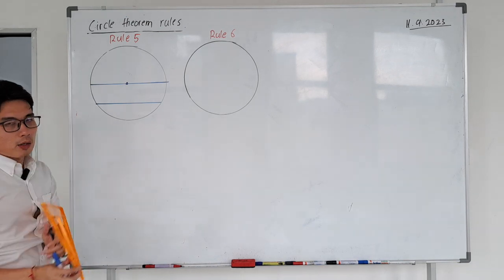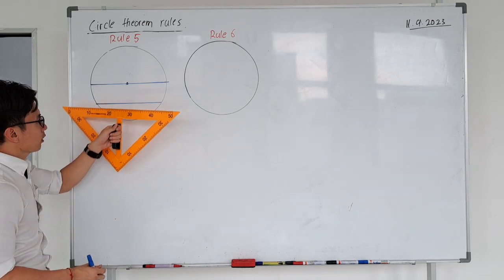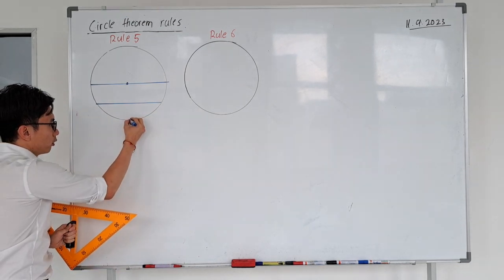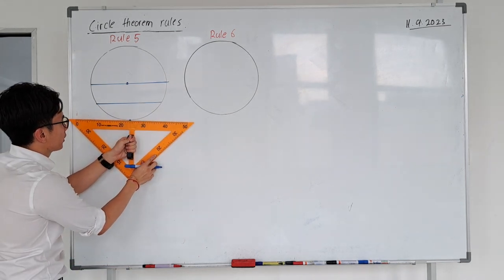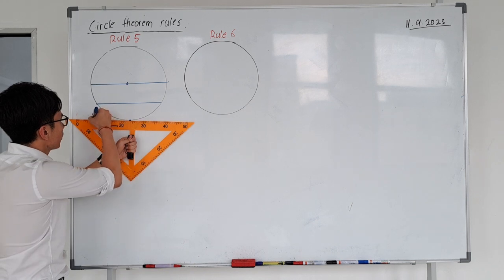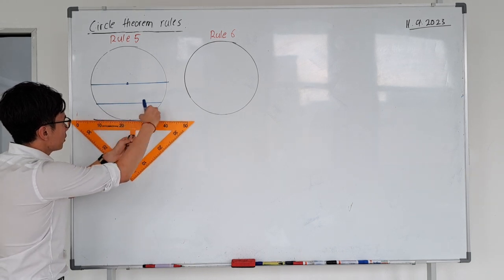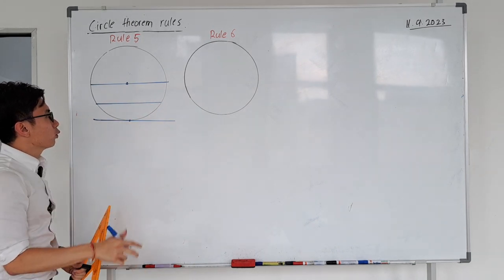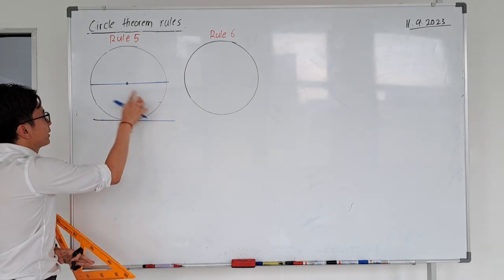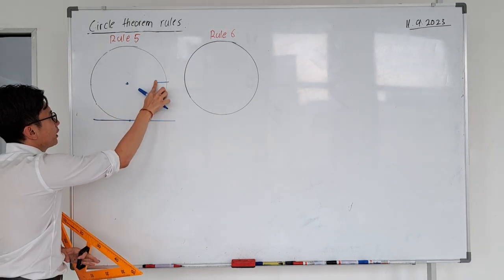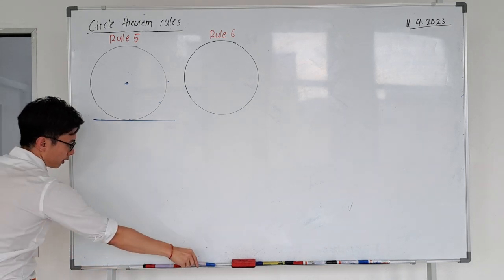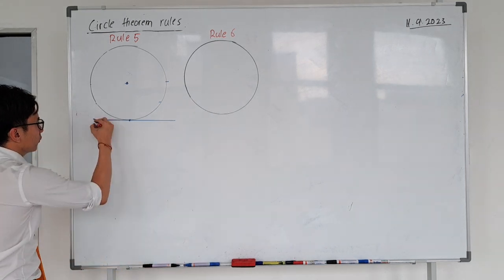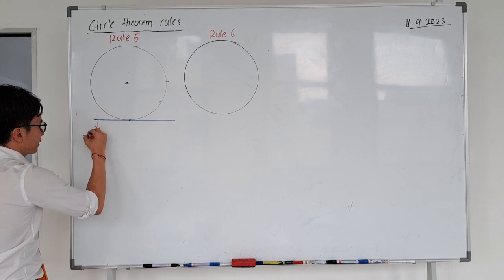But if I were to draw a straight line to a point on the circumference, like for example, this line over here. So this line over here, we call it a tangent, all right? I'll write the word down. This line over here, we call it a tangent.